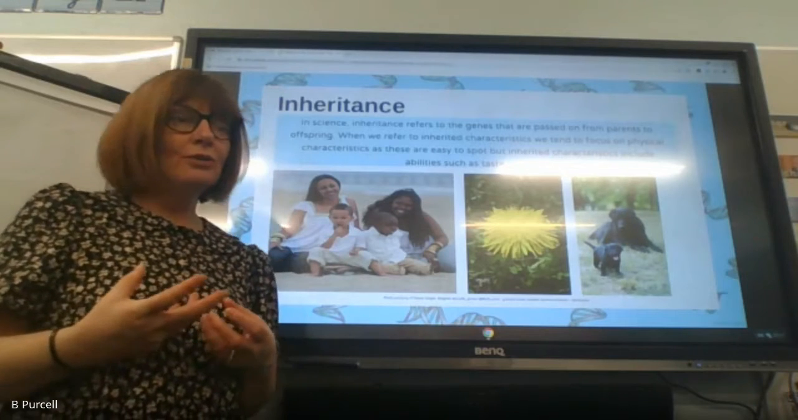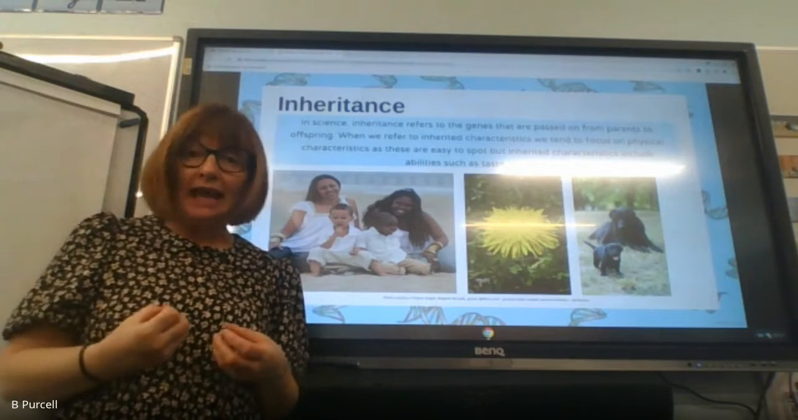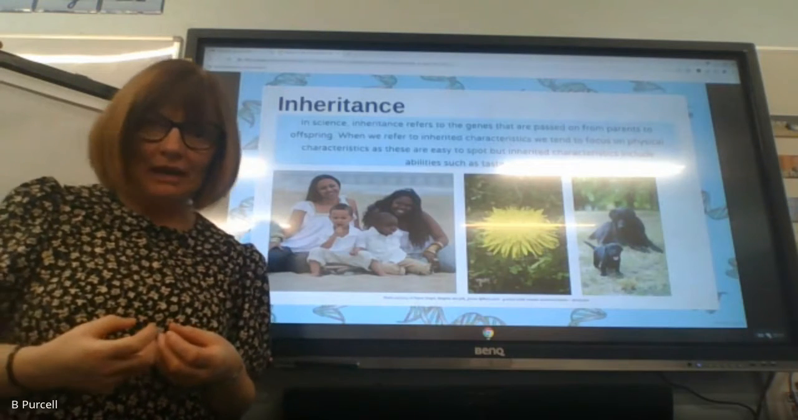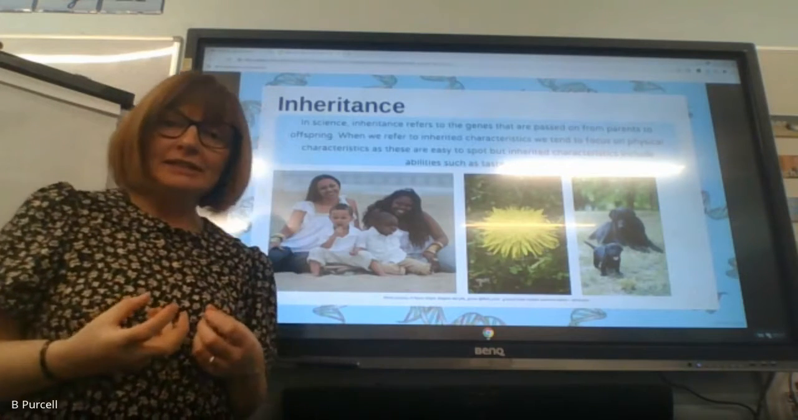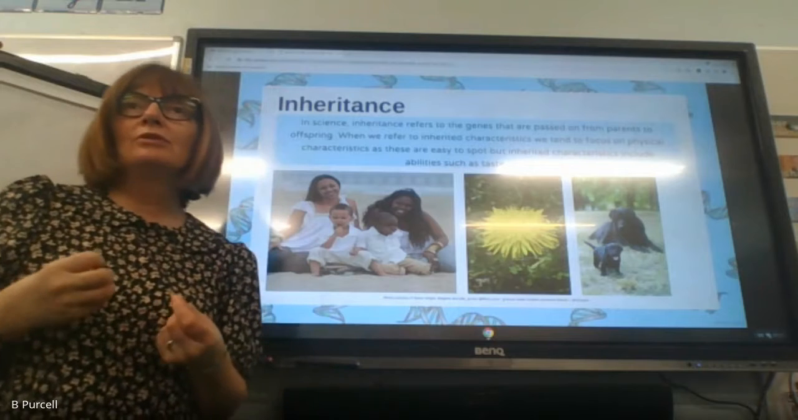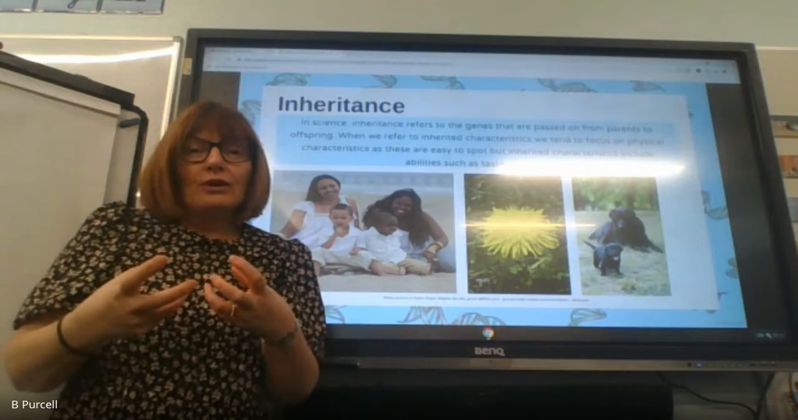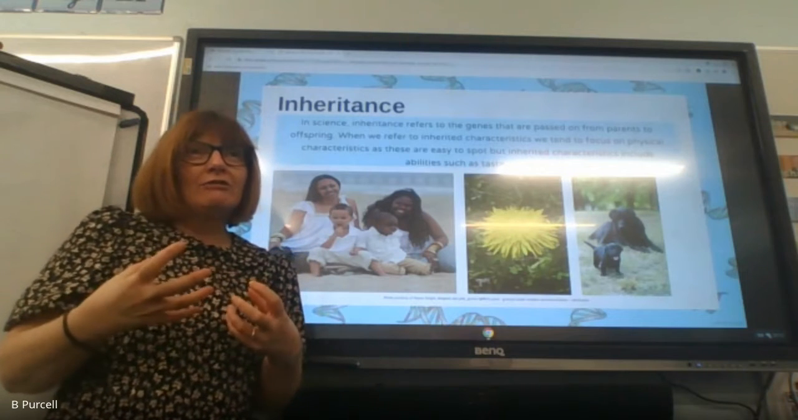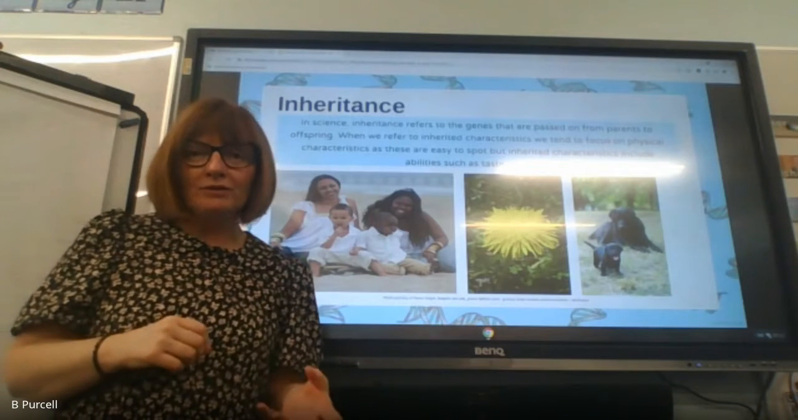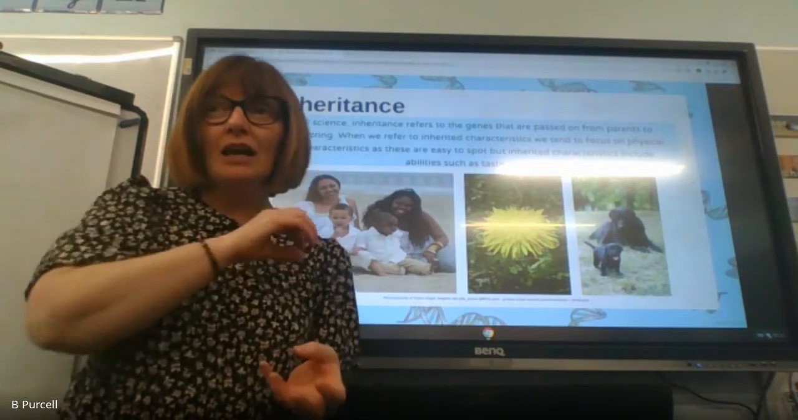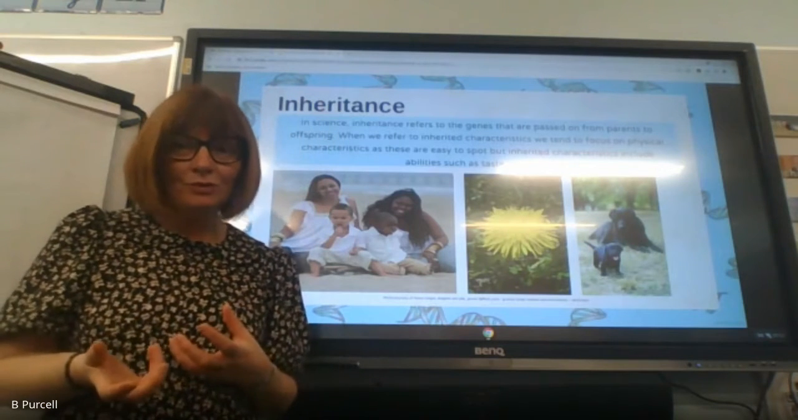So if one of your parents has a very good sense of smell, you might inherit that very, very good sense of smell. And also things like artistic ability. We tend to be able to draw better if one of our parents is more artistic, or we might be able to play an instrument a lot easier if one of our parents is musical.